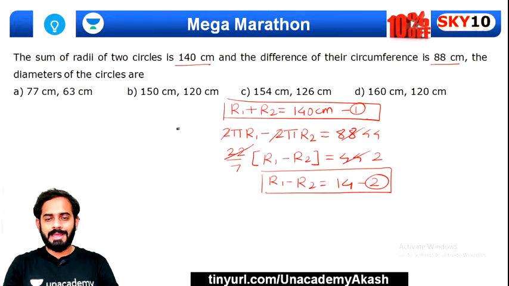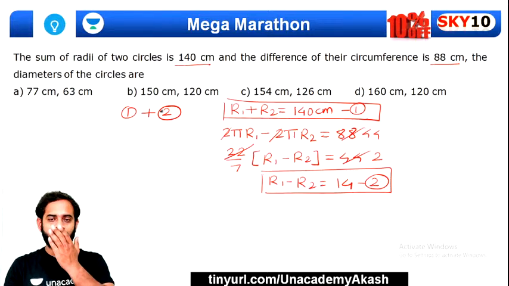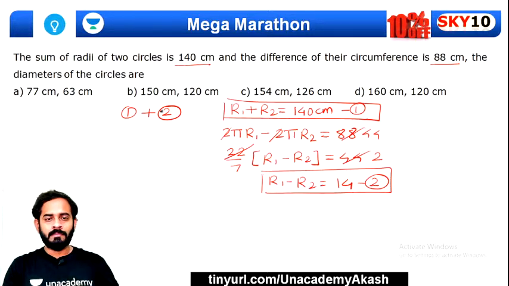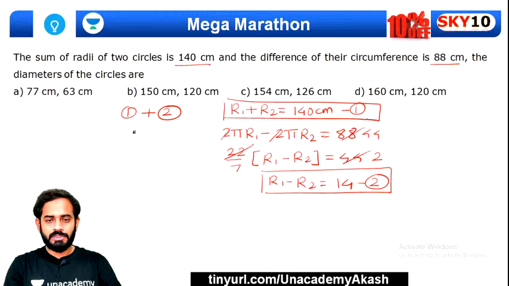Fine. Now just add equation 1 plus equation 2. What will you get? Let's try to understand this. Adding 1 plus 2, R2 will get cancelled. So twice R1 is equal to 140 plus 14, that is 154. R1 will be equal to what? 77.